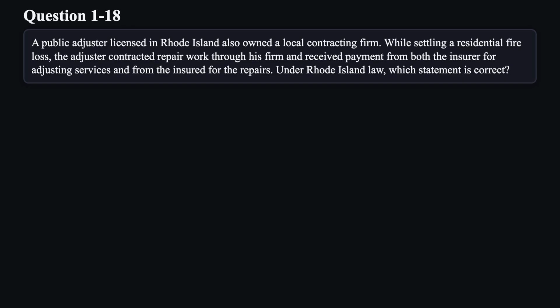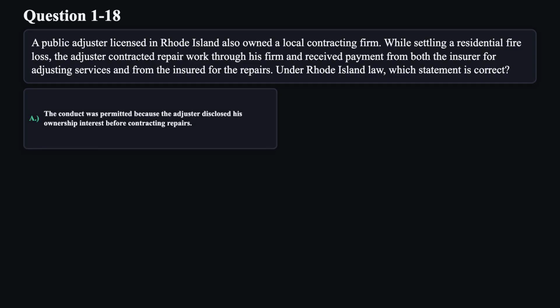Question 18. A public adjuster licensed in Rhode Island also owned a local contracting firm. While settling a residential fire loss, the adjuster contracted repair work through his firm and received payment from both the insurer for adjusting services and from the insured for the repairs. Under Rhode Island law, which statement is correct?